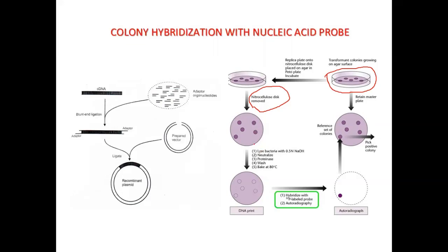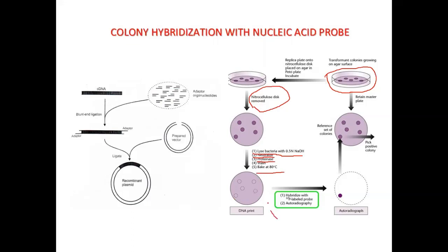Take the nitrocellulose disc which contains the colonies, lyse the bacteria with 0.5 normal NaOH so that the bacterial cell walls get lysed and it exposes the DNA inside, so the probes can easily bind to the DNA. Then you have to neutralize them, and you have to treat with proteinase to remove any DNA bound proteins, wash them and bake at 80 degrees Celsius so the DNA gets fixed onto the nitrocellulose membrane.